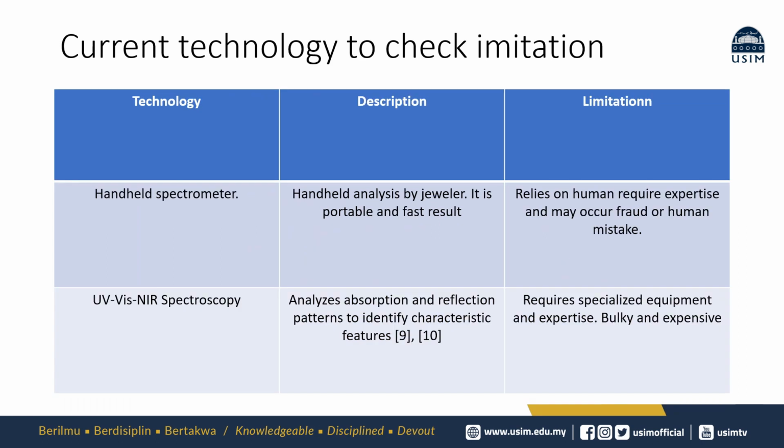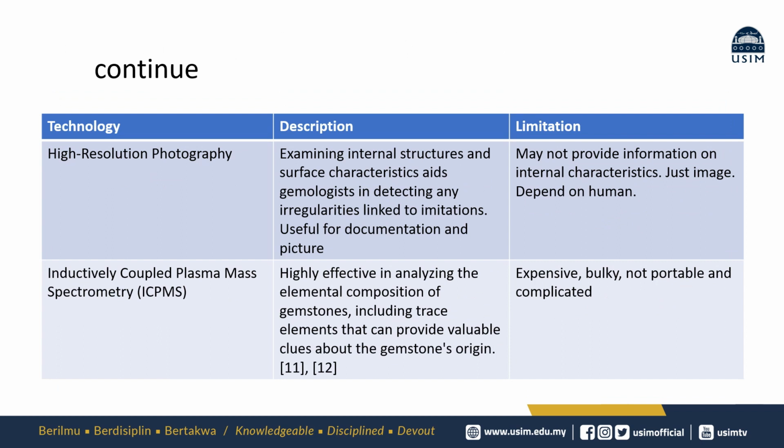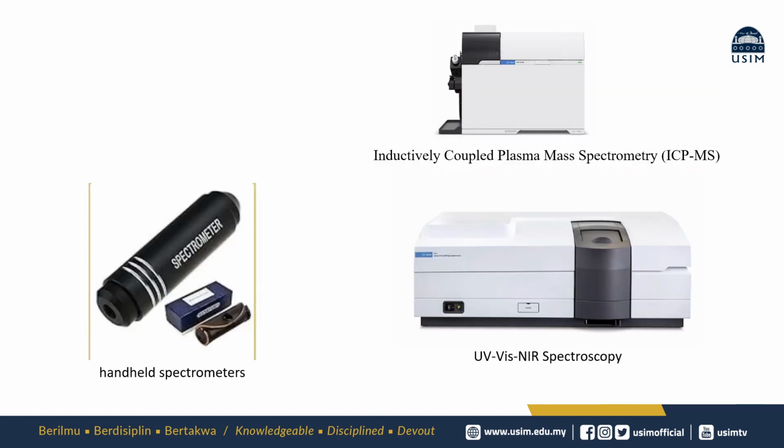Next, let's go on to current technology. Industry already has handheld spectrometers, UV-vis and IR spectroscopy, high resolution photography, and ICP-MS. Most of them can only be found in laboratories and really depend on experience. The size is also huge and expensive, which makes a beginner or small leisure shop not have it. Here are some pictures of the devices.